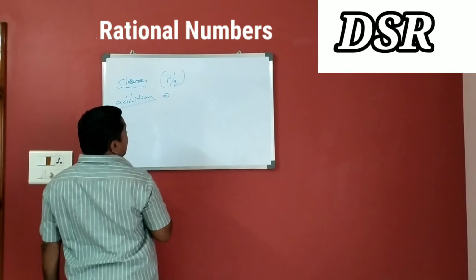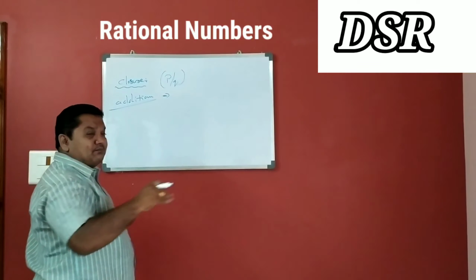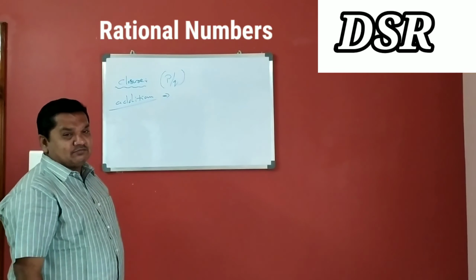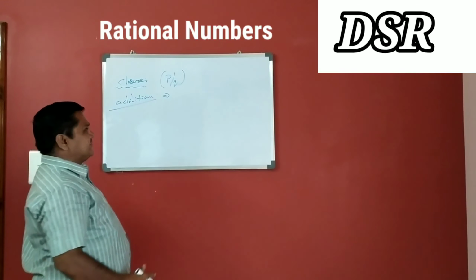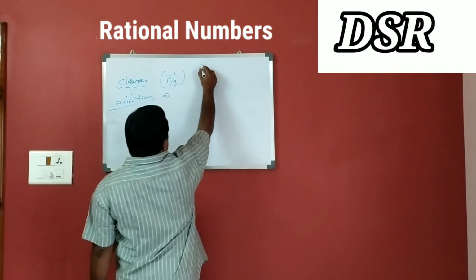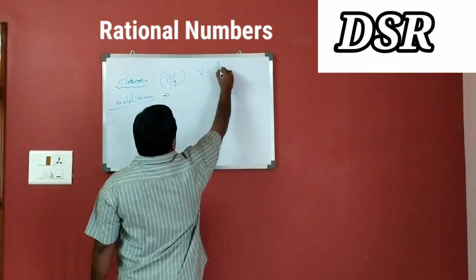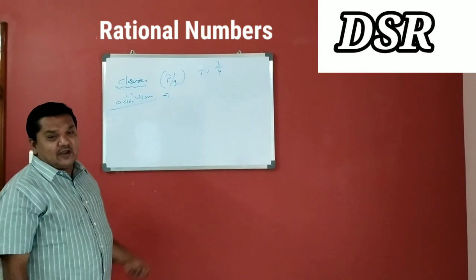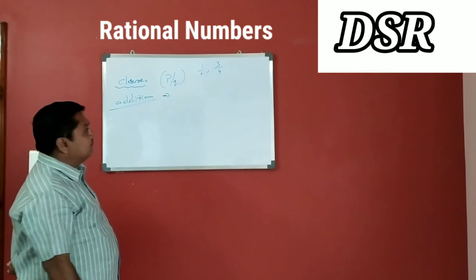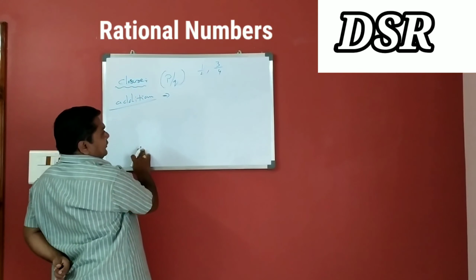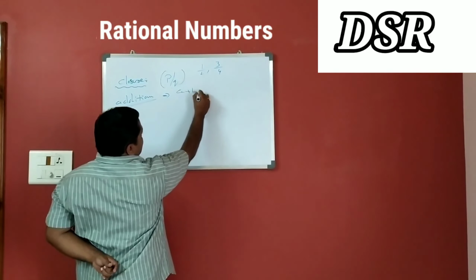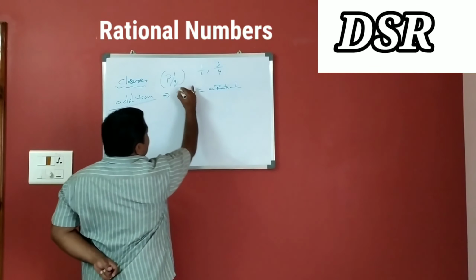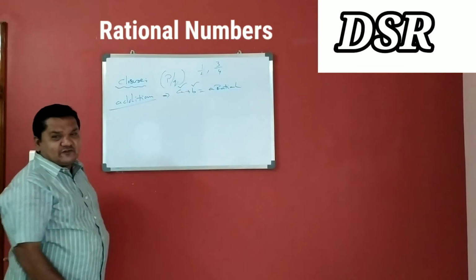If you take any two rational numbers, their sum is also a rational number. For example, take 1 by 2 and 3 by 4. 1 by 2 is a rational number and 3 by 4 is a rational number. Then we have to satisfy the closure law: A plus B equals a rational number, where A is a rational number and B is a rational number.